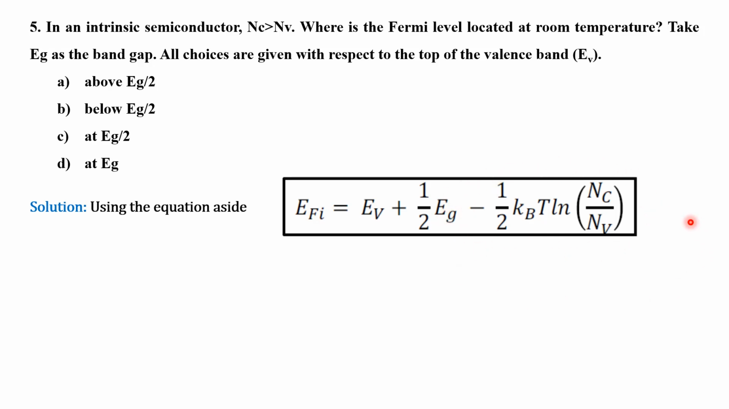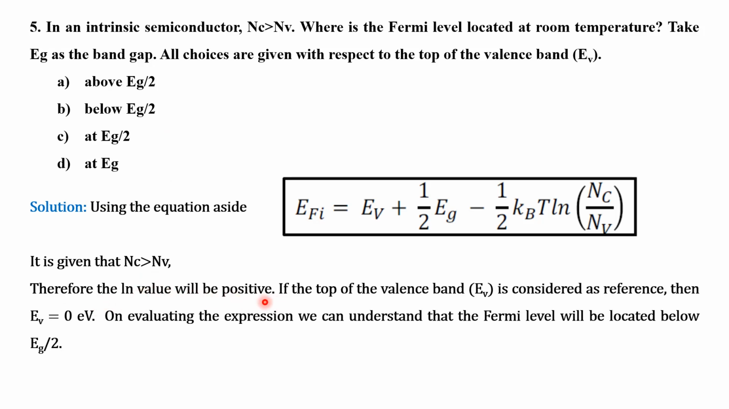It won't change sign. And here they are told that all choices are given with respect to the top of the valence band, which means our valence band we are taking as the reference, and this Ev will be 0. Then EFi is equal to half of Eg minus something. The answer is B. Yes, it will be below Eg by 2. Given that Nc is greater than Nv, the value of ln will be positive. If the top of the valence band is considered as reference, then Ev is equal to 0 electron volt, and if we evaluate the expression, EFi is equal to half of Eg minus some constant. So it will always be below Eg by 2.